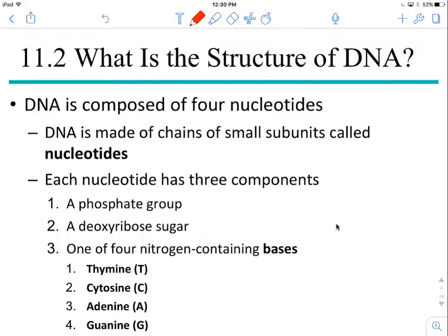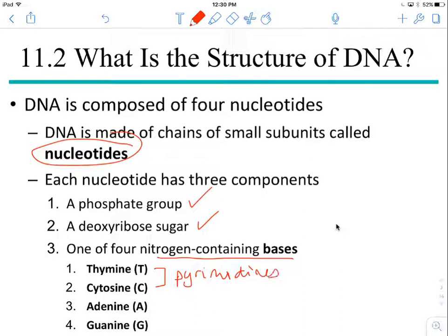All right, DNA has four different nucleotides. Each nucleotide has 3 components: a phosphate group, a deoxyribose sugar, and 1 of 4 nitrogenous bases: thymine, cytosine, adenine, and guanine. And if you remember again, thymine and cytosine are pyrimidines, and adenine and guanine are purines.